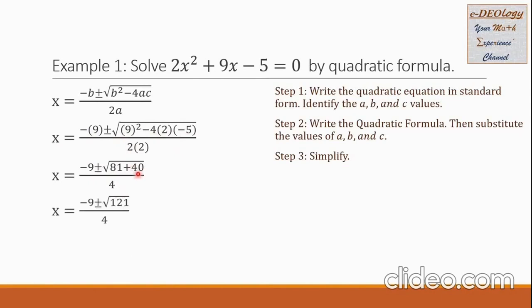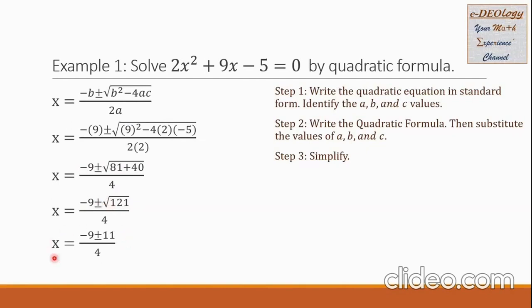Then we simplify the radicand. The 81 plus 40 is 121. We just copy the negative 9, the plus or minus sign, and the denominator 4. On the next step, we need to simplify this square root of 121, and that is 11.